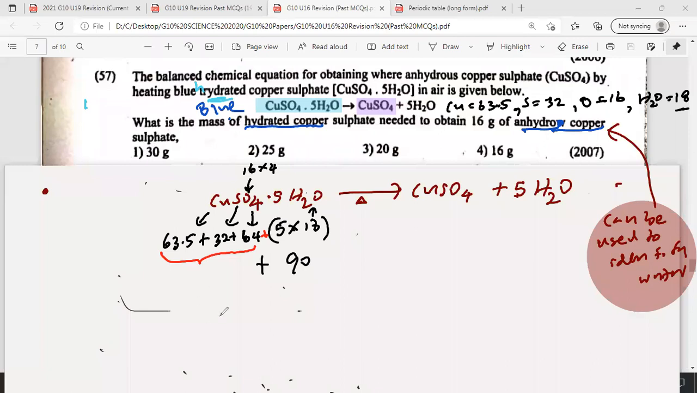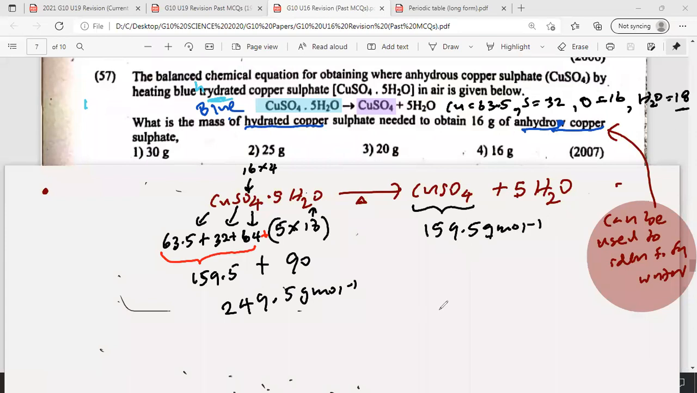So you get 159.5 here, to which you have to add 90, and then you get 249. Did you get the same answer? What is the total here? 249.5 grams per mole. So if you heat 249.5, copper sulfate will be 159.5. Please raise your hand if you got this answer. Copper sulfate dot 5H2O, this is the total. Only copper sulfate is 159.5 grams per mole.